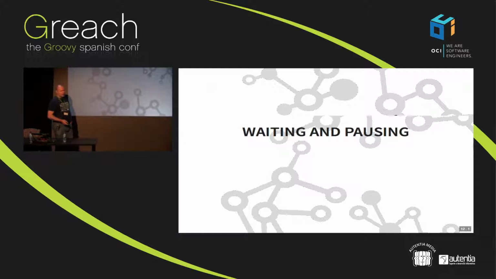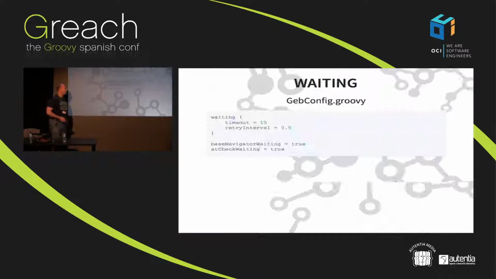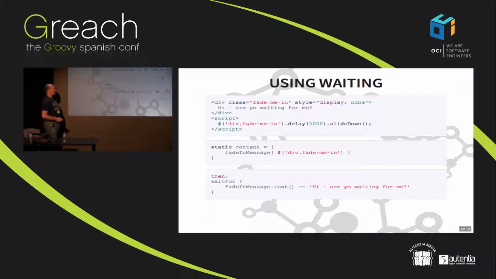Some of the pain points in using functional testing is waiting and pausing. So in waiting, you can define the timeouts and the retry intervals in JEP config, and I recommend you to have those specified explicitly, and probably sometimes bumped in case you don't want too many random errors. The add check waiting and base navigator waiting is also two nice properties to add in there. It makes waiting a little easier.